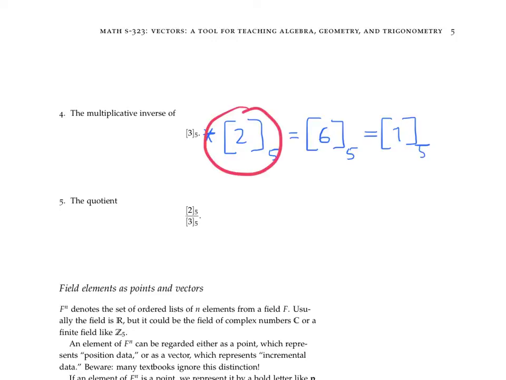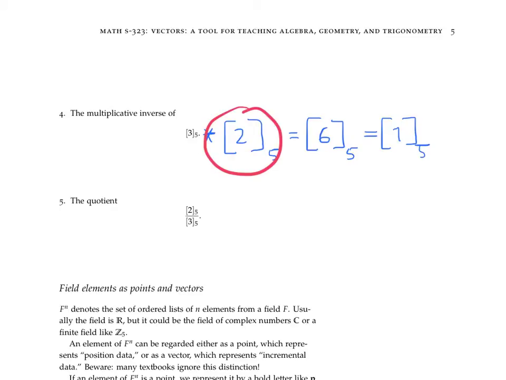Okay, let's see here. It's actually going to be 2, and here's why. When we take 3 and multiply it by 2, that product is 3 times 2, which is 6 in Z5, but of course there is no 6 in Z5. 6 has a remainder of 1 when divided by 5, so 6 is equivalent to 1 in Z5. So 2 here is the multiplicative inverse that we are looking for.